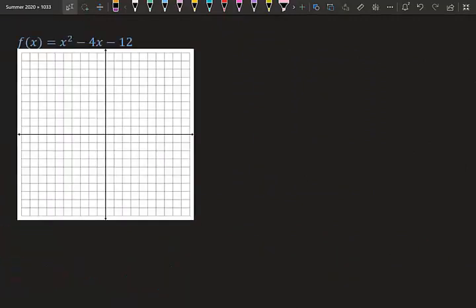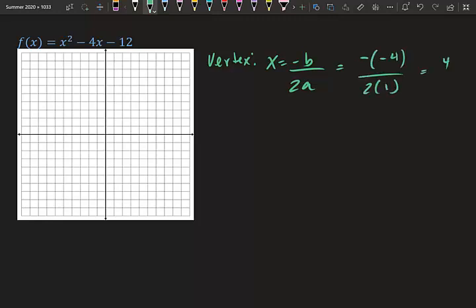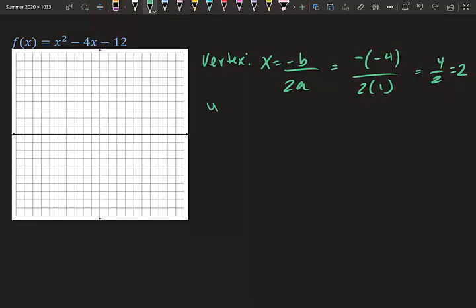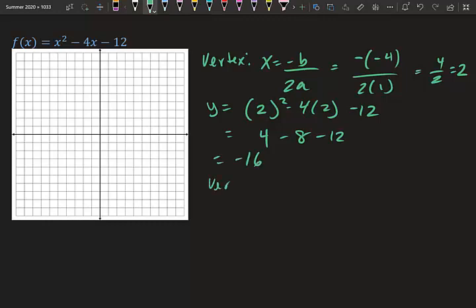All right, I hope you tried it. So the first thing we do is find the vertex. So we use the vertex formula, which is x equals negative b over 2a. So we have negative 4 over 2 times 1. So that's 4 over 2, which is 2. Now we need to plug it back in to find y. So we have y equals 2 squared minus 4 times 2 minus 12. So 2 squared is 4. Negative 4 times 2 is negative 8 minus 12. And we get negative 16. So that means our vertex is 2, negative 16. And that means we have our axis of symmetry, which is x equals 2.